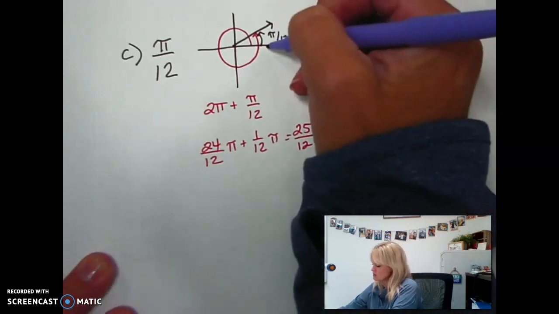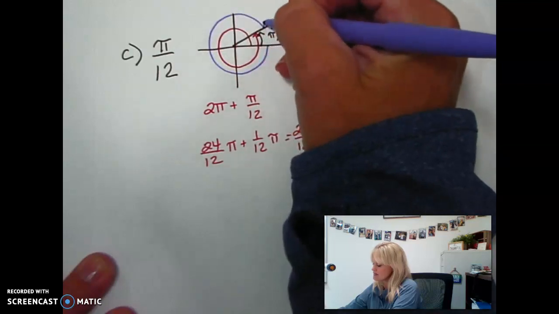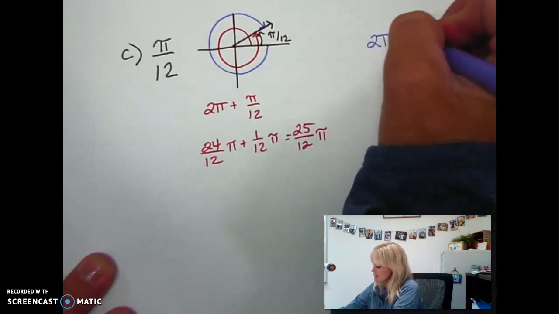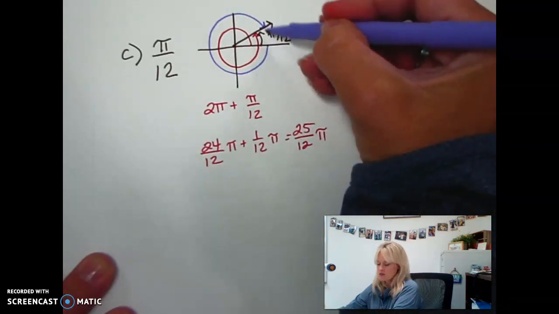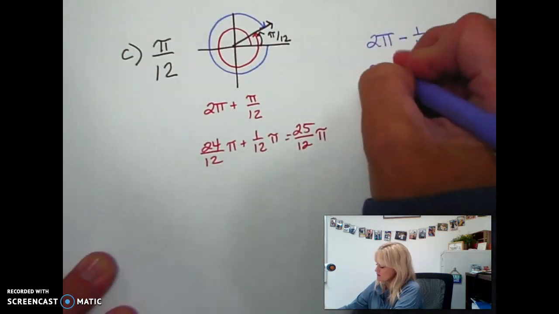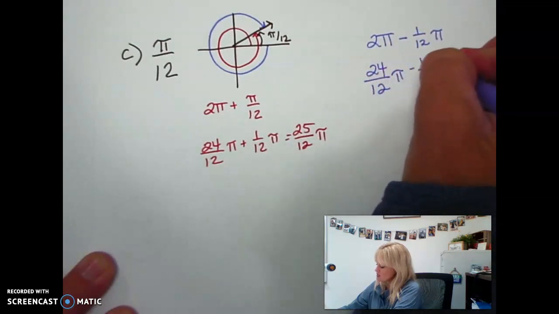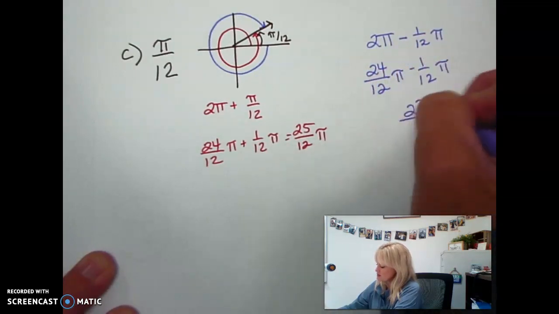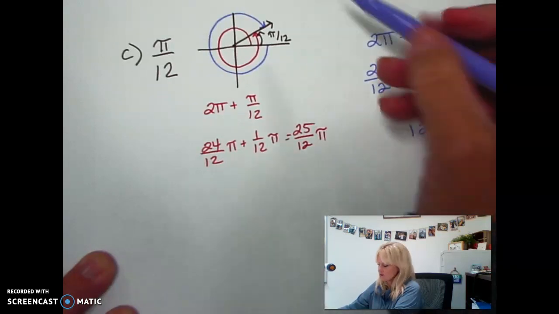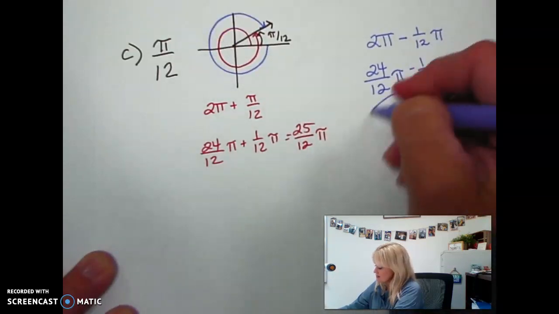The negative coterminal angle has to start and end in the same spot. However, it is not going all the way around. I know it's 2 pi, take away this little piece right here, which is 1/12 of pi. 2 pi is 24/12 minus 1/12, which is 23/12 pi. However, don't forget, what direction are you going? Down. So when we go down, that is a negative angle.